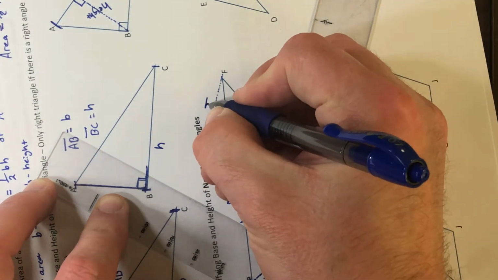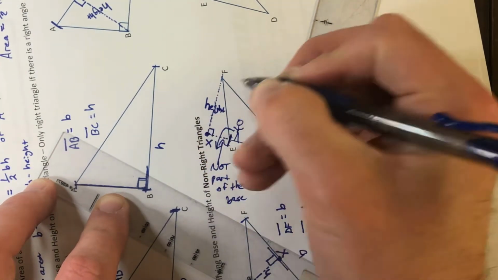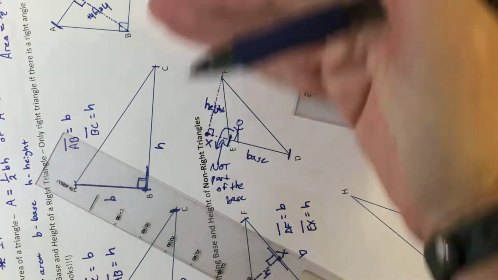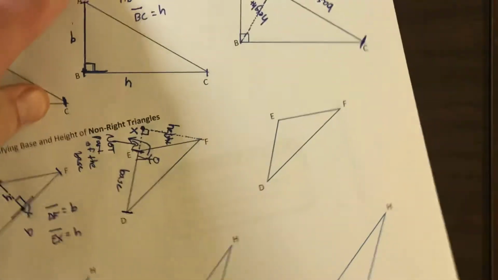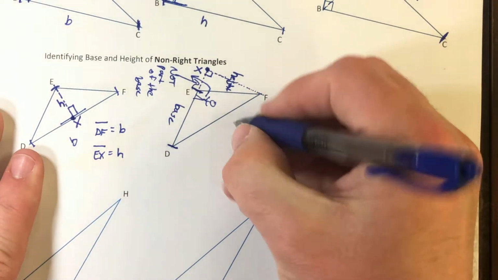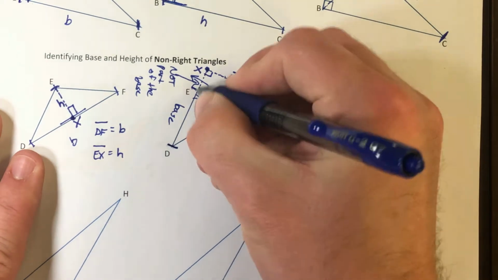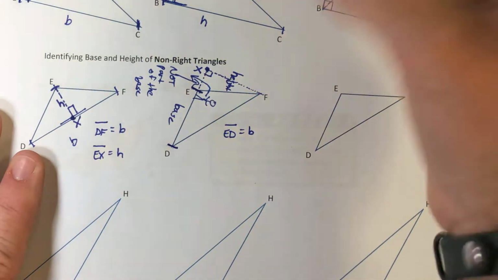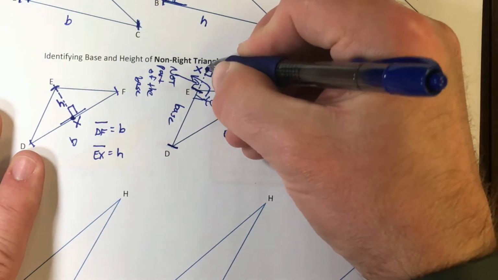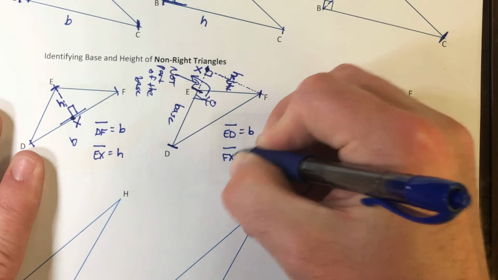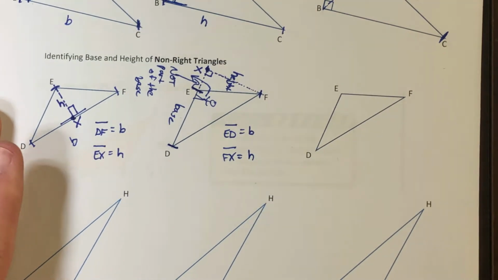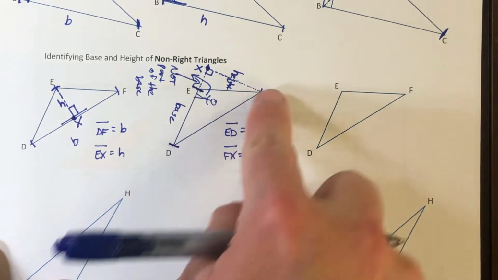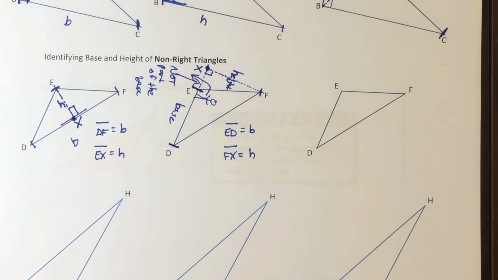That means this right here would be my height. The height can be imaginary because your height is essentially just saying, how tall is it? Well, this is going to be how tall it is. Okay, let's label it. Line ED is my base. That means line FX is my height. Again, notice I had to draw the height. There wasn't a single side of that triangle that was my height.